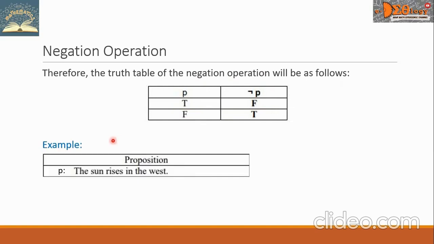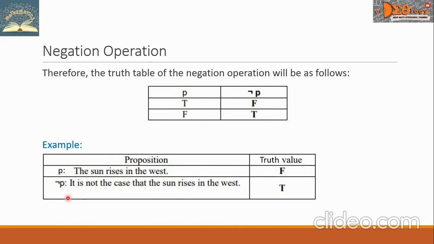Let's see this example. We have a proposition P. The sun rises in the west. And we know that the truth value of P here is false. So for not P, we will write, it is not the case that the sun rises in the west. Since our P here is false, the not P is now true. When we write not P, we can also write like this. The sun does not rise in the west.